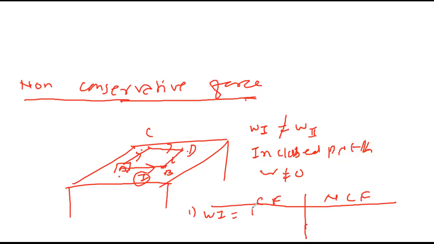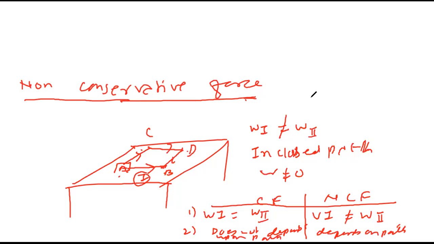First path, second path, any path, it is independent of path. Here it depends upon path, so they are not equal for two different paths. That means here it does not depend on path, and here it depends on path. Third point, for a closed path it is 0. And in non-conservative, for a closed path it is not equal to 0.